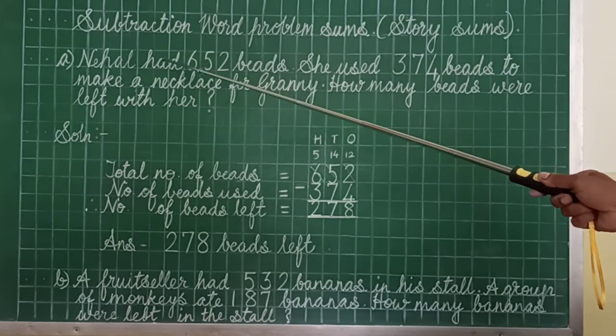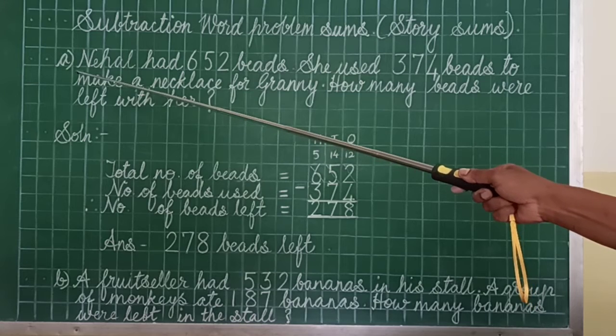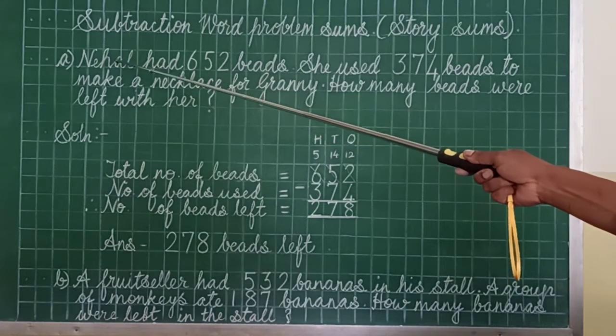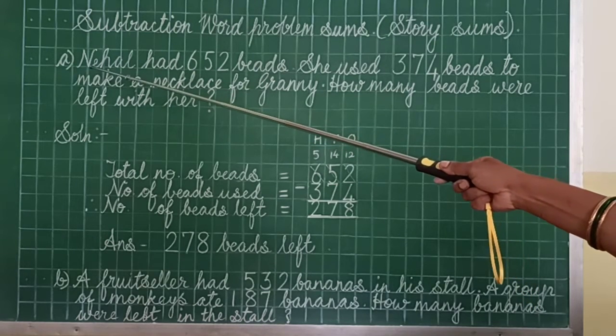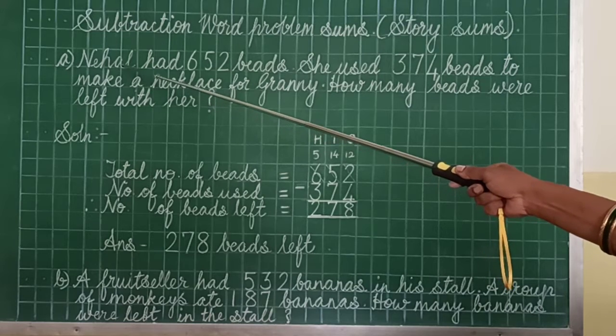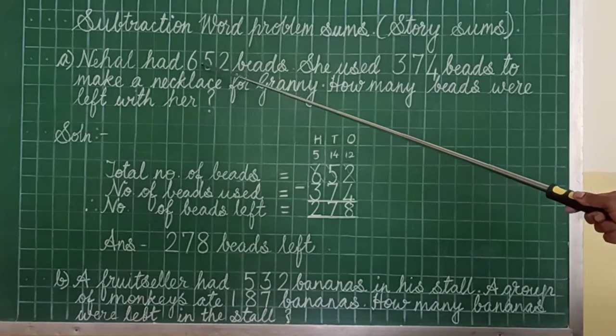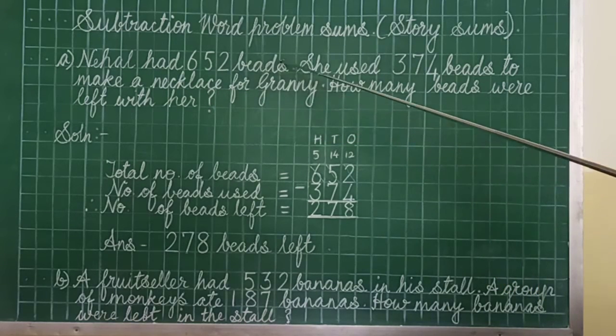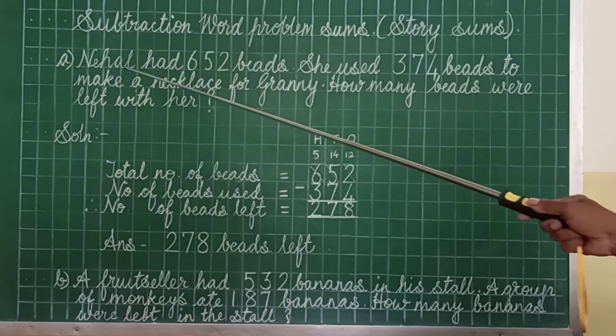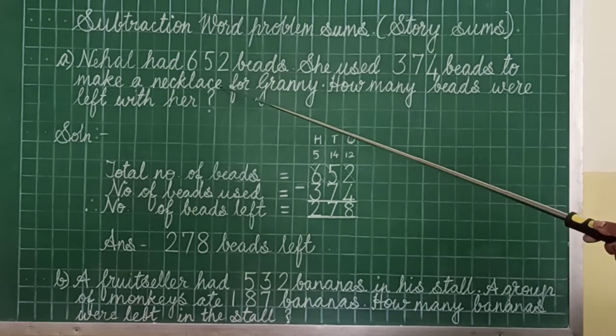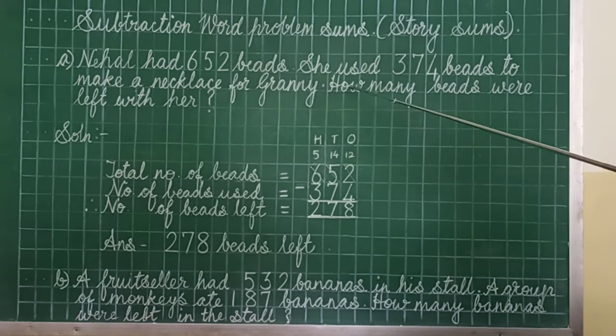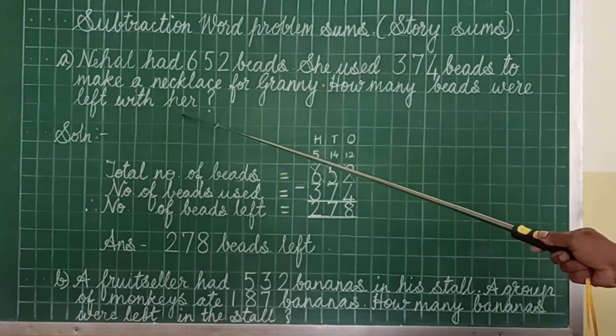Now in the next line, after leaving 2 boxes from the left hand side, write down question number A. Nehal had 652 beads. She used 374 beads to make a necklace for Granny. How many beads were left with her?